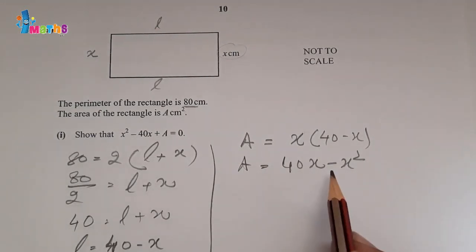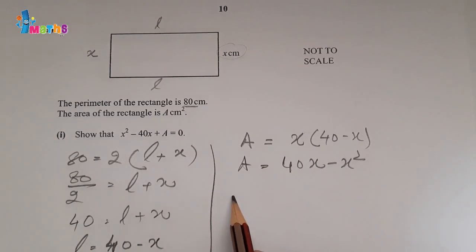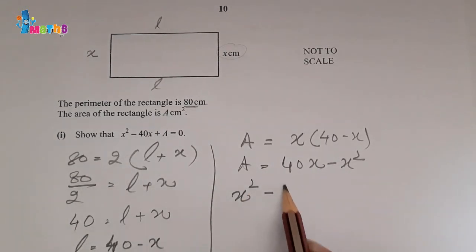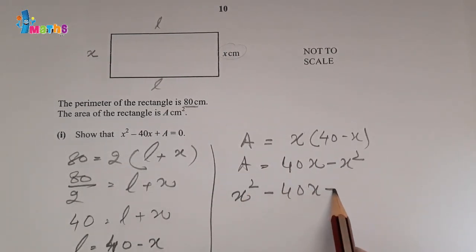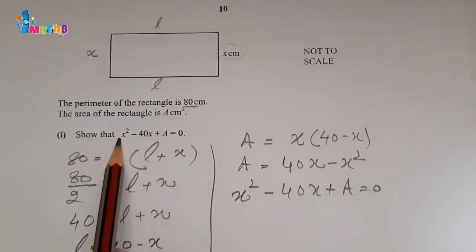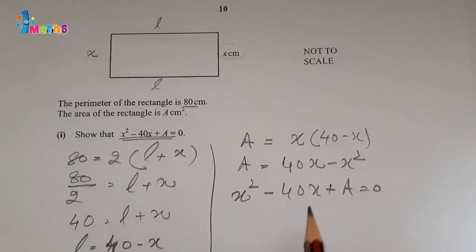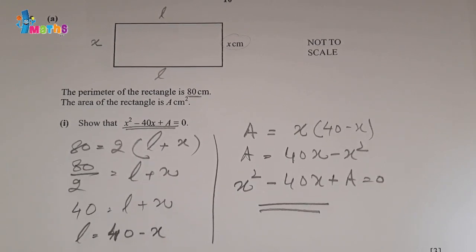This is A. So now we can shift this to this side, so it will be x square minus 40x plus A is equal to 0, which is the required thing to show.